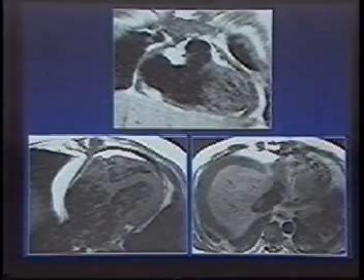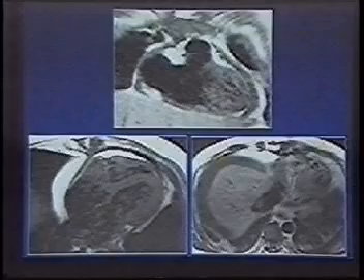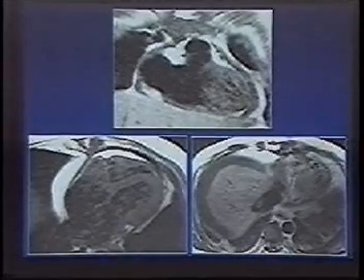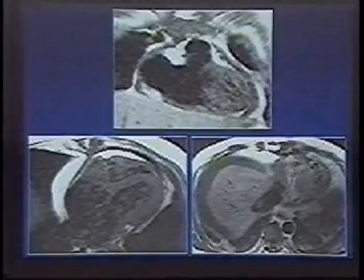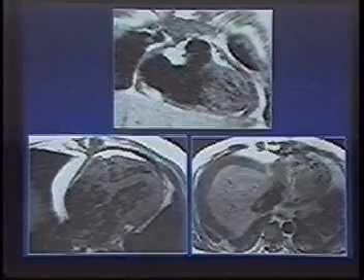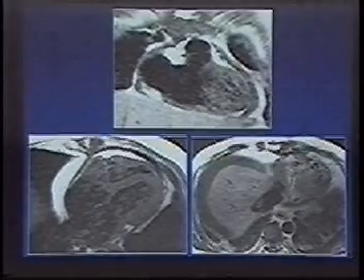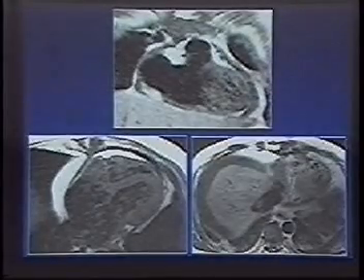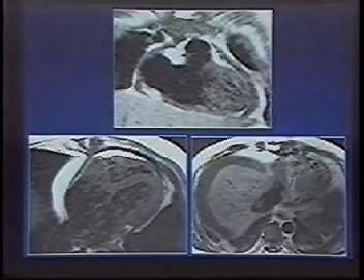And these two layers can be seen sometimes on plain film, and if there's a pericardial effusion, especially on the lateral view, you may see what's called the fat pad sign, indicating that there's fluid in between these two layers of fat. But if the pericardium becomes thick, as in this case, then that is abnormal.